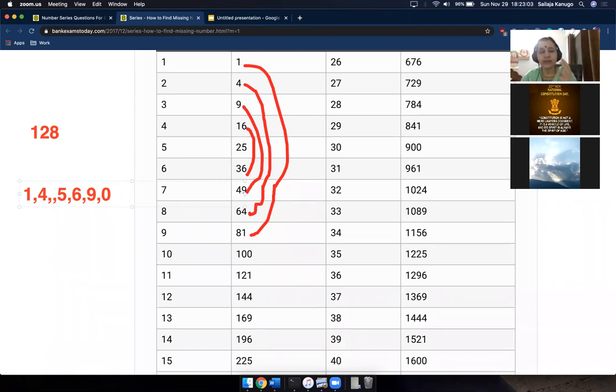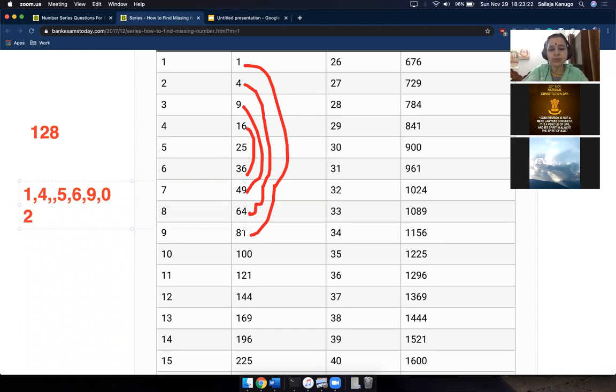If a number is ending with 1, 4, 5, 6, 9 or 0, there is a possibility that it can be a perfect square. Suppose, what are the remaining digits? What are the remaining digits?